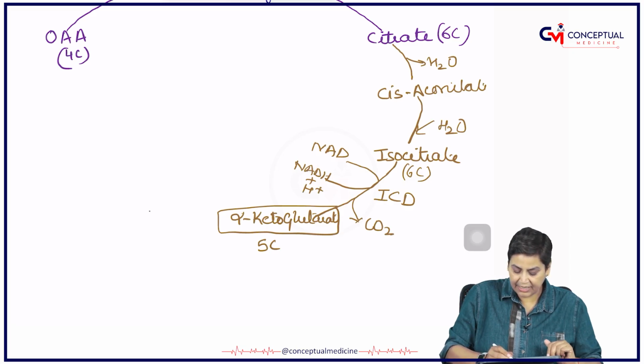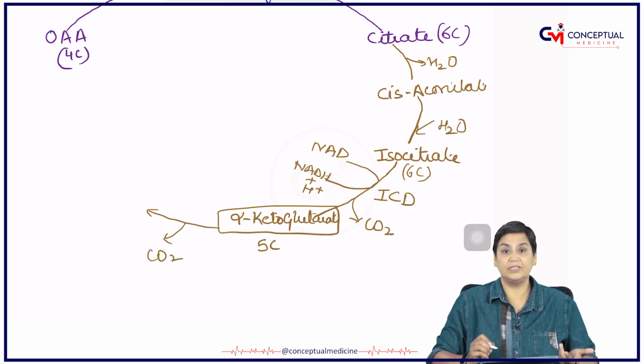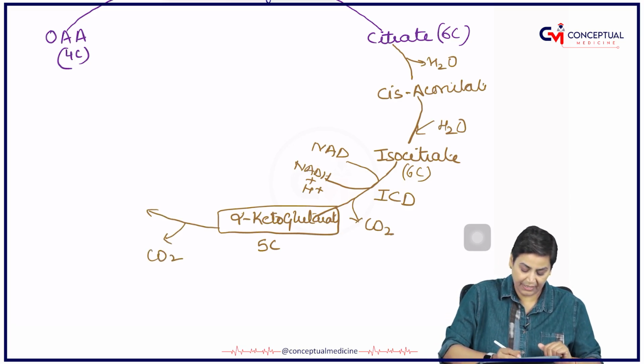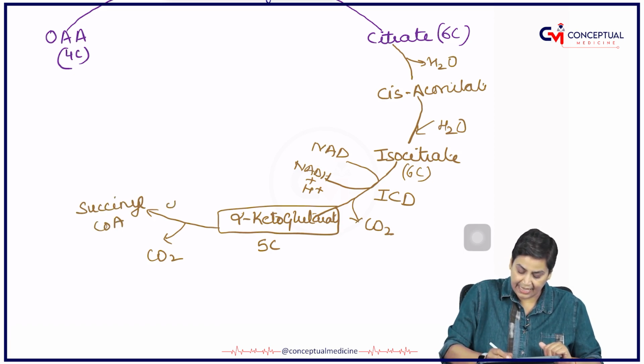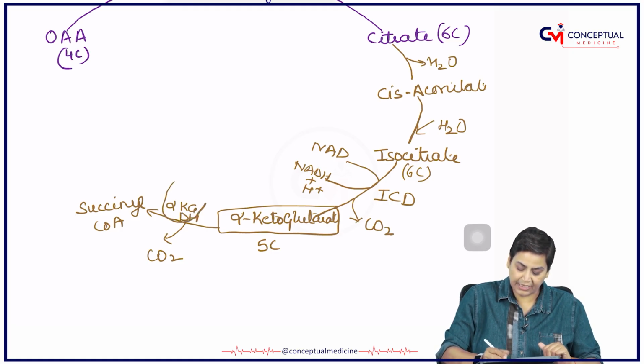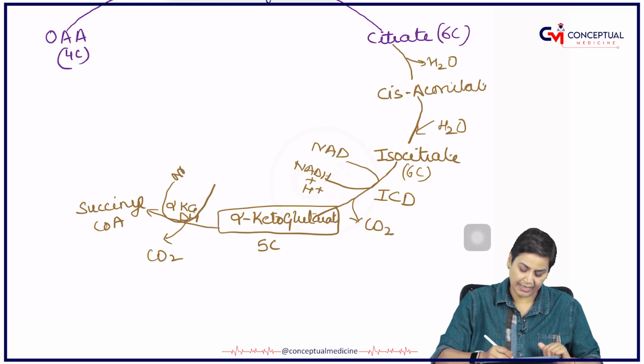Now the next reaction is this alpha-ketoglutarate will give one more molecule of carbon dioxide, same oxidative decarboxylation, and it will be left with only 4 carbon atoms, and it forms succinyl coenzyme A, where the enzyme is alpha-ketoglutarate dehydrogenase. So whenever dehydrogenase is there, automatically we have to write NADH plus H positive.